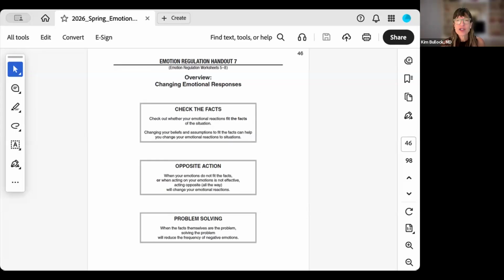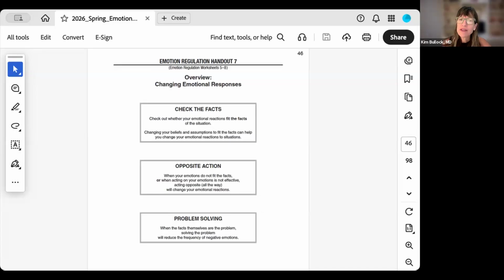It really is changing your beliefs and assumptions about a situation, much like we talked about your interpretation in that model of emotions, to fit the facts to help your emotions and reactions. This requires that you first check your facts. Checking facts is really a basic strategy in cognitive therapy, as well as many other forms of therapy.